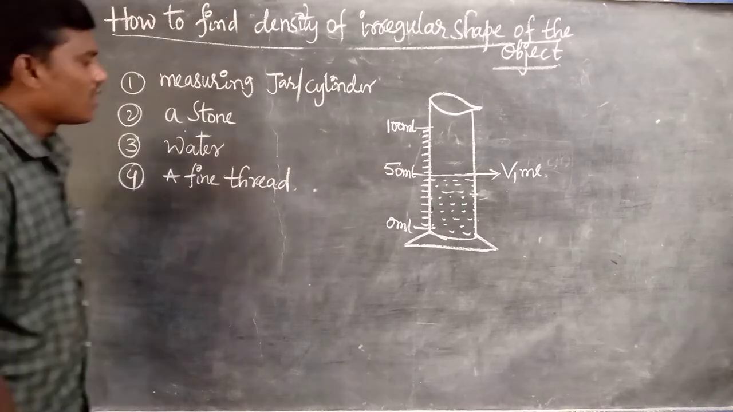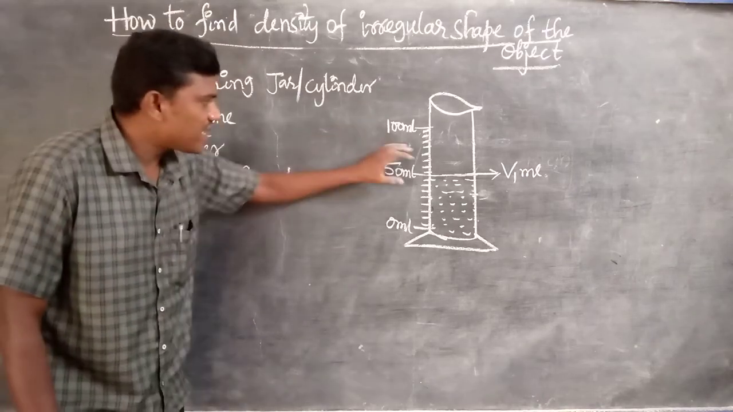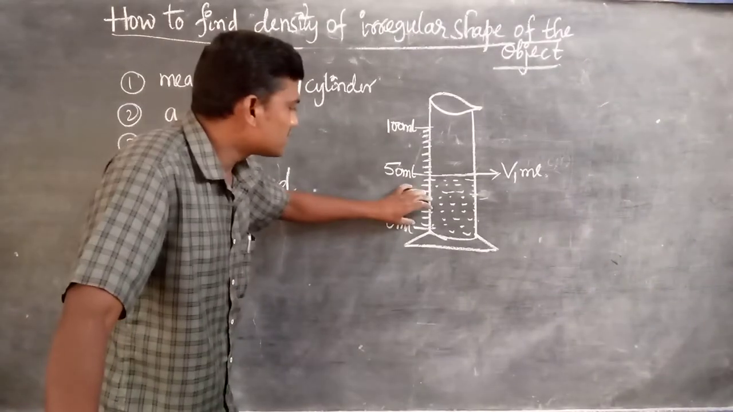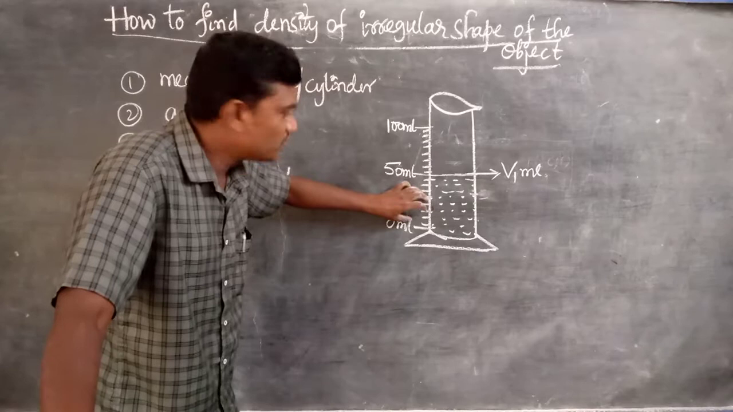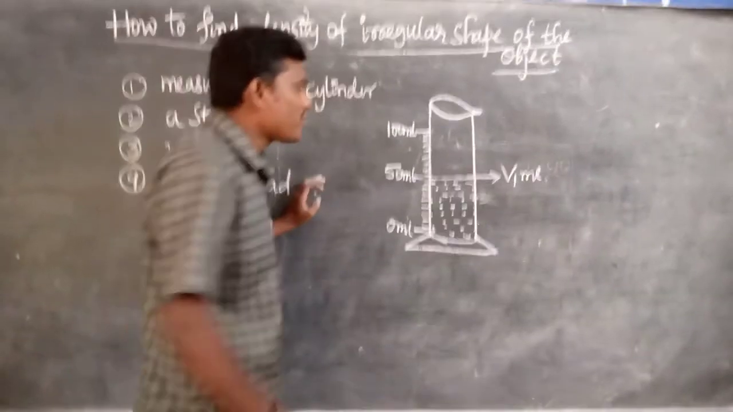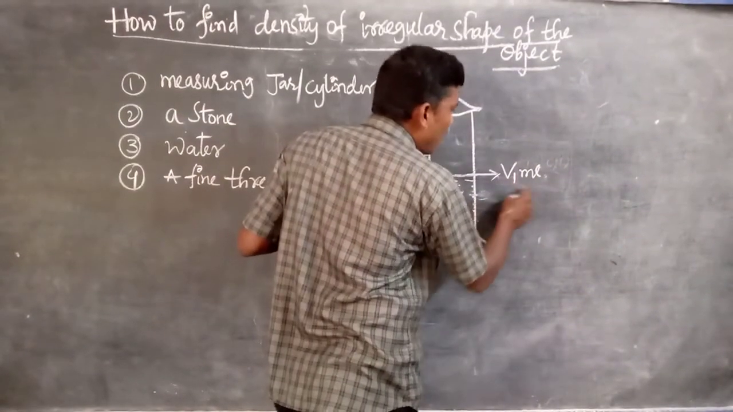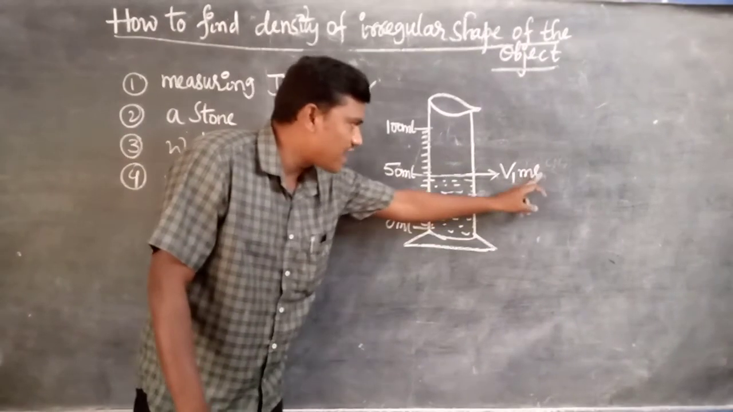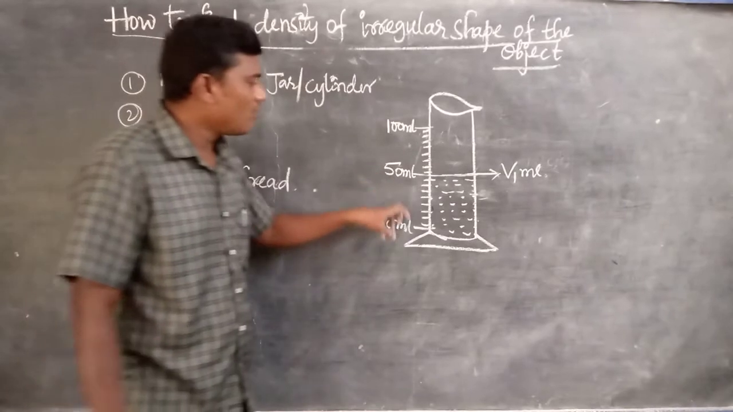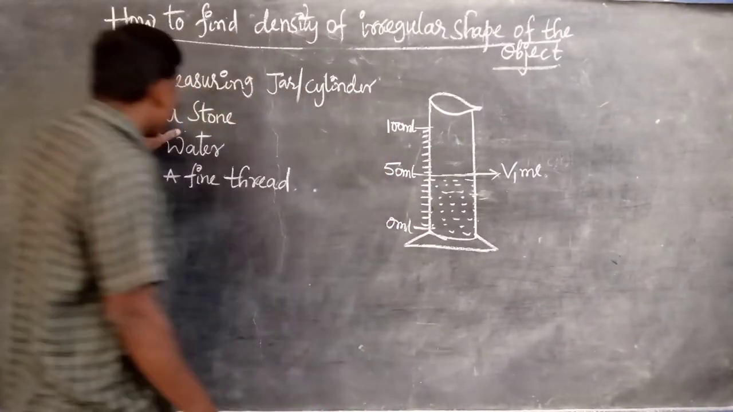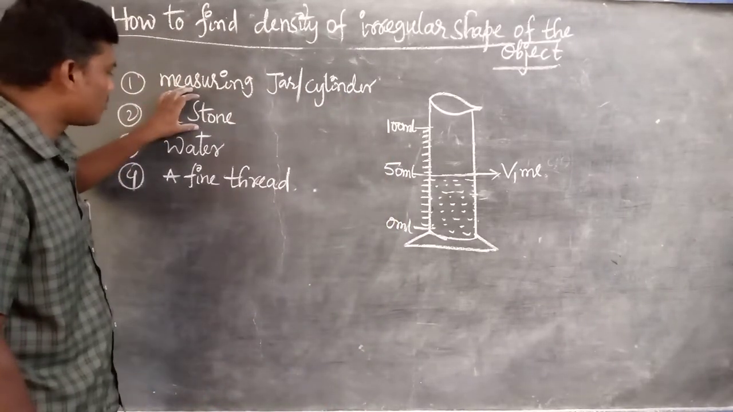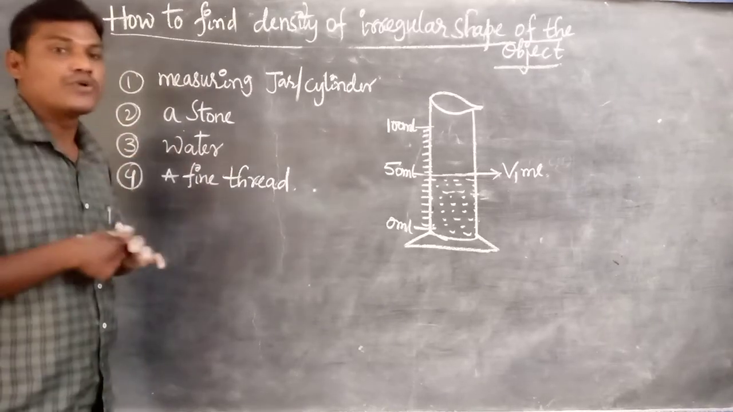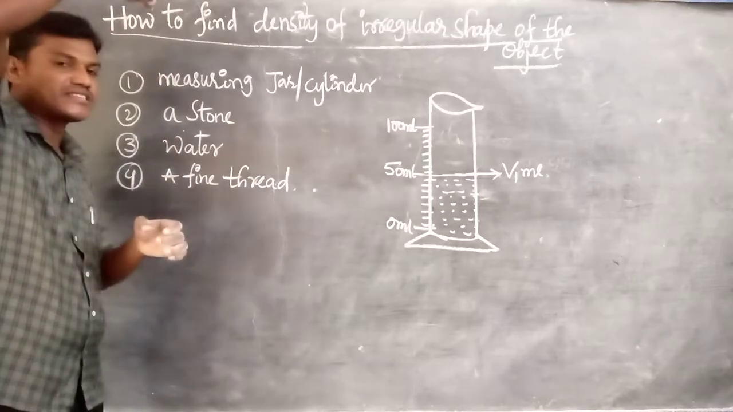So listen. First of all, we take an empty measuring cylinder. The cylinder is filled with water up to 50 ml. This is considered the initial volume of the liquid in the measuring cylinder, noted as V1 ml. Next, we take an irregular shaped object, a stone. The stone is tied with a fine thread. The thread's mass is not considered because it is a lightweight thread.